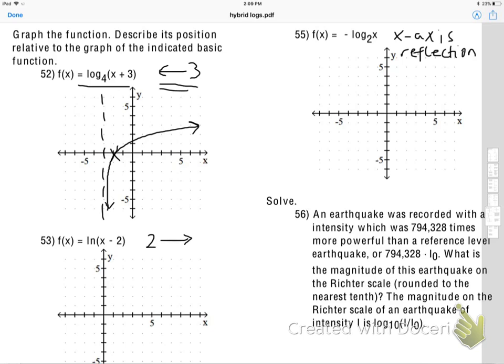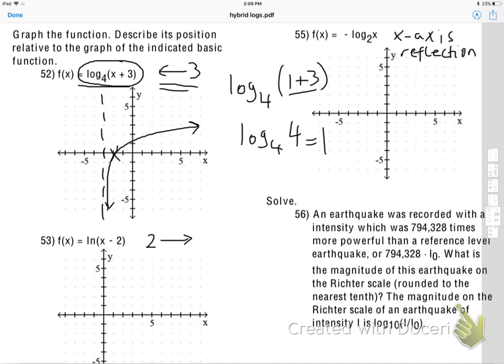Now, I could do something like this. If I was being really smart, I could do this. Watch this. Log to base 4. If I write x equal to 1, and I'm not picking this randomly, when x is 1, what's the answer? Can you see that's 4? Log to base 4 of 4, remember, is 1, because 4 to the power 1 equals 4. So when x is 1, y is also 1.